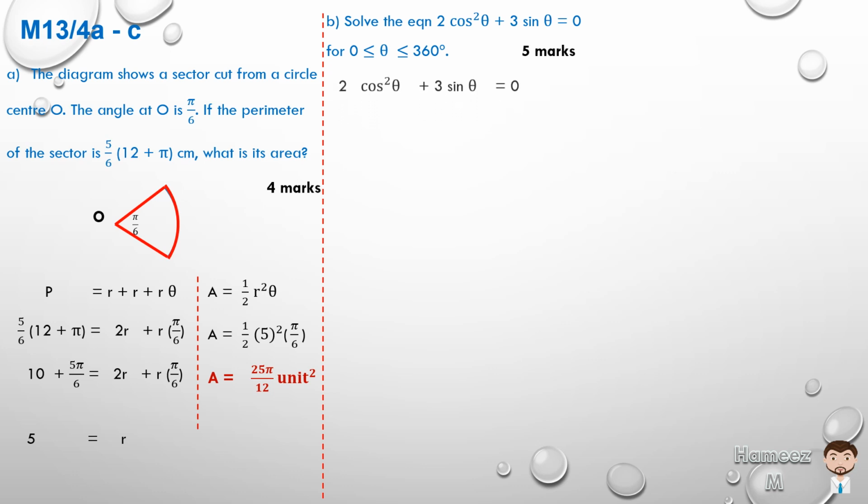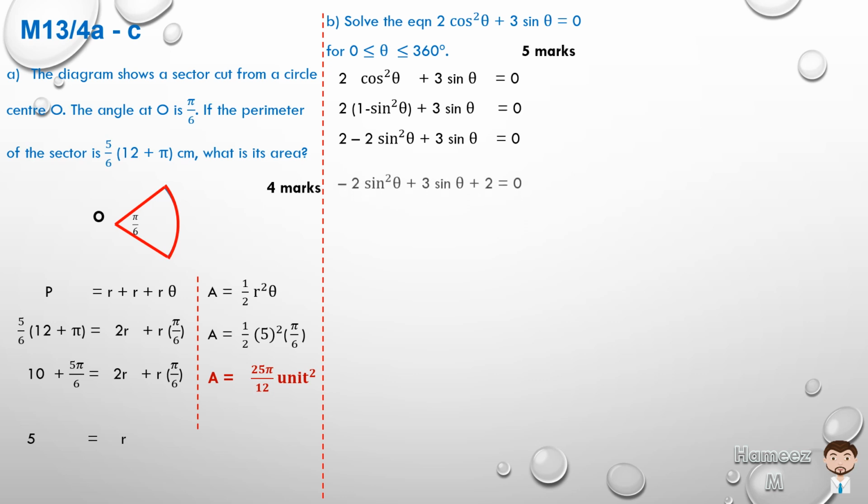So let's rewrite the equation 2 cos squared theta plus 3 sin theta is equal to 0. And we know that sin squared theta plus cos squared theta is equal to 1. As such, cos squared theta is equal to 1 minus sin squared theta. So we can substitute that. So we're going to get 2 times 1 minus sin squared theta plus 3 sin theta is equal to 0. And we can expand, so it's going to give us 2 minus 2 sin squared theta plus 3 sin theta is equal to 0. So let's rearrange. We're going to get minus 2 sin squared theta plus 3 sin theta plus 2 is equal to 0.